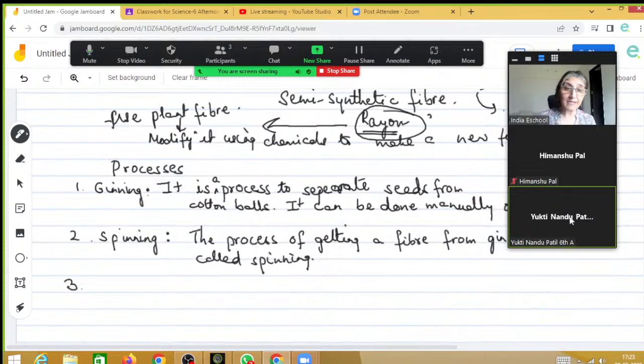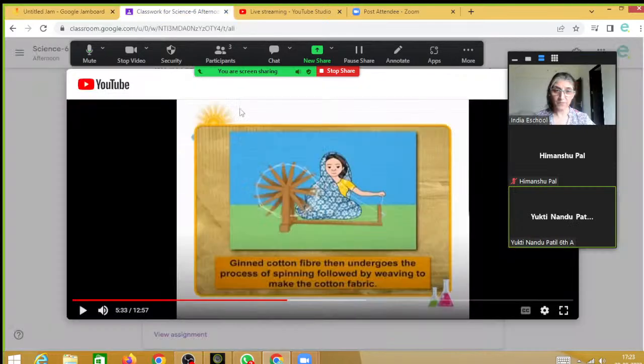Who can tell me? Himanshu, Yukti? Let's see. This undergoes the process. Himanshu, read this. Yes, ma'am. Ginned cotton fiber then undergoes the process of spinning, followed by weaving to make the cotton fabric.